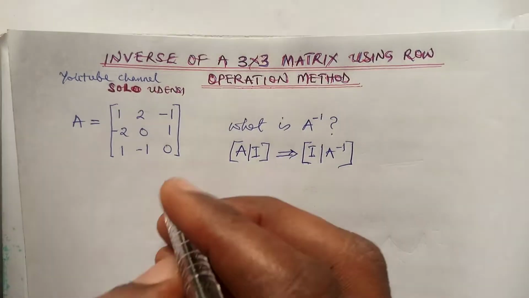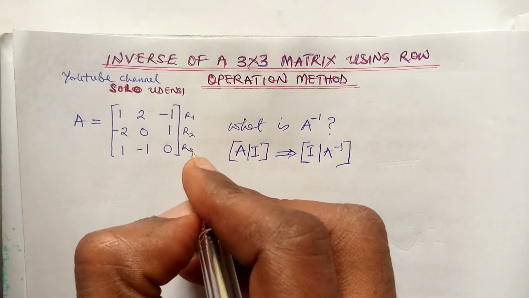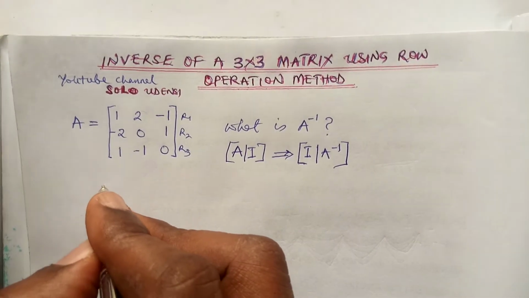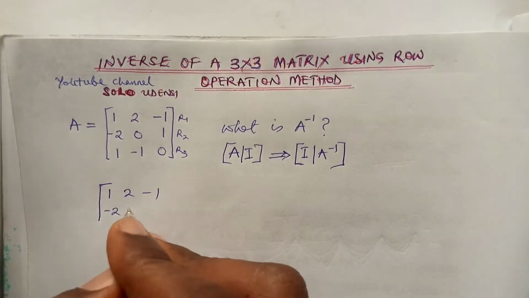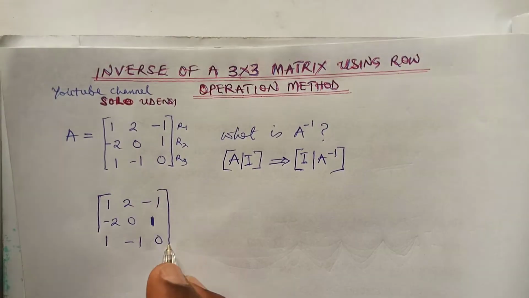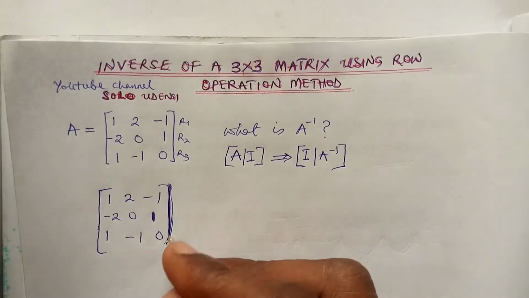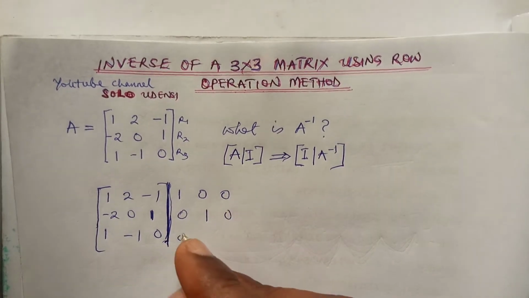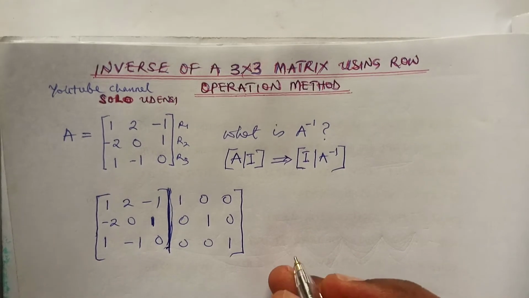So this is row 1, this is row 2, this is row 3. We have labeled them R1, R2, R3. The matrix is 1, 2, minus 1; minus 2, 0, 1; 1, minus 1, 0. Sorry. So we now put our 3 by 3 unit matrix on the right. So we start the operations.